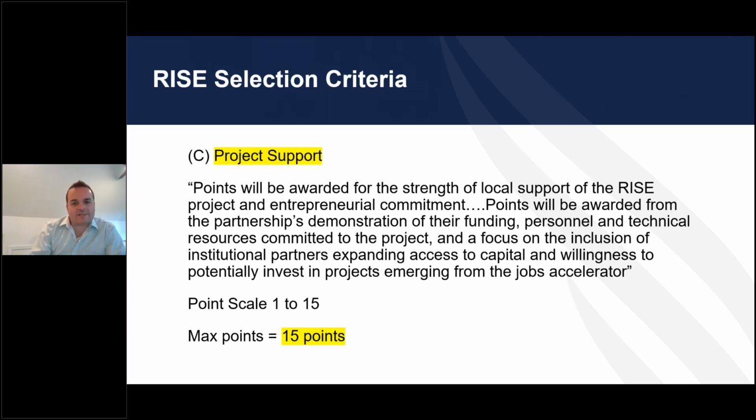Project support talks about the strength of the local support of this project and entrepreneurial commitment. Points will be awarded from the partnership's demonstration of their funding, personnel and technical resources that are committed to the project, inclusion of institutional partners, expanding access to capital, and willingness to potentially invest in these projects that are emerging from the job accelerator. So all that's going to be looked at. 15 points is weighted in this criteria.